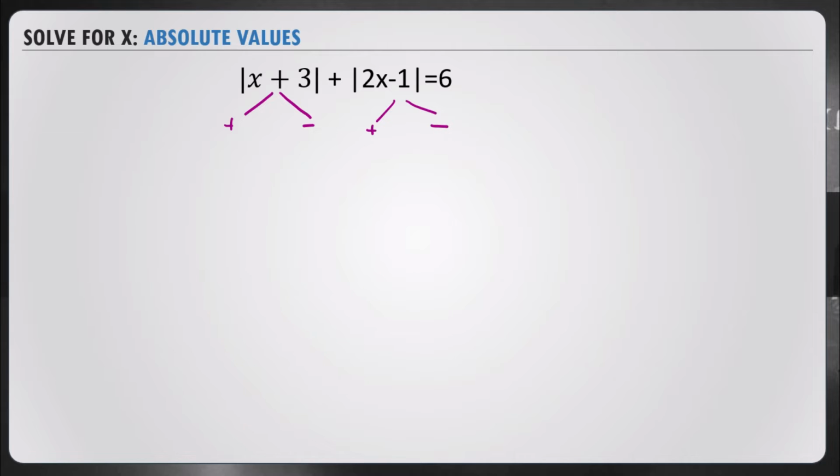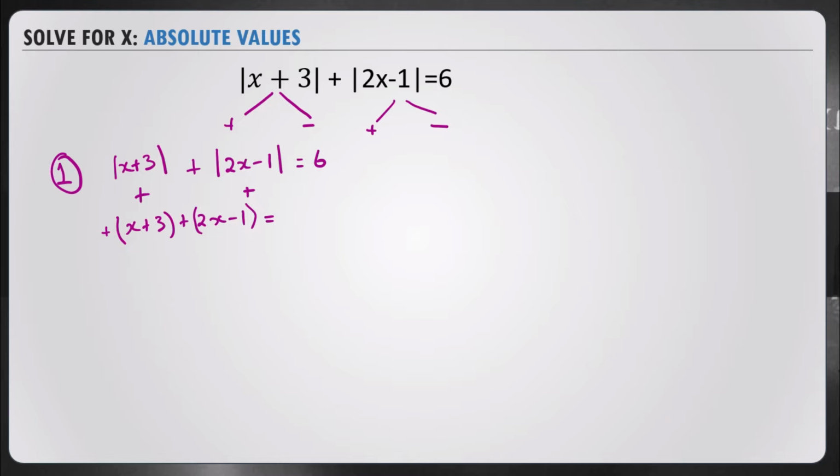And the combinations are: the first possible solution would be x plus 3 positive plus 2x minus 1 positive is equal to 6. So let's just solve it, which will give me x plus 3 plus 2x minus 1. That's positive 2x minus 1, and positive should be equal to 6. When we solve this, we get x plus 2x plus 2 is equal to 6. So 3x is equal to 4, and we get x is equal to 4 over 3.